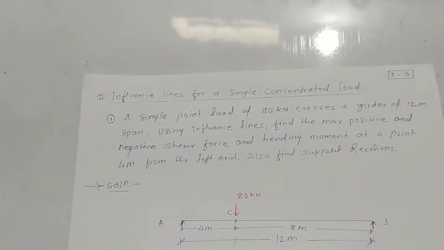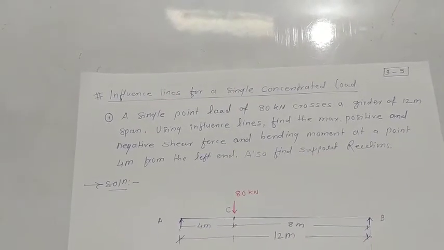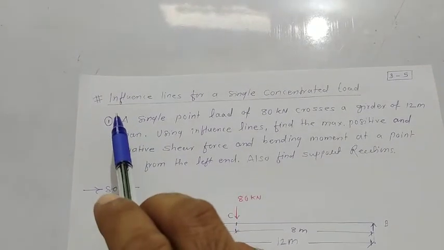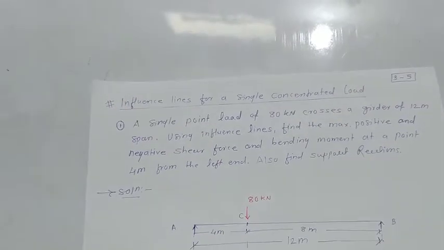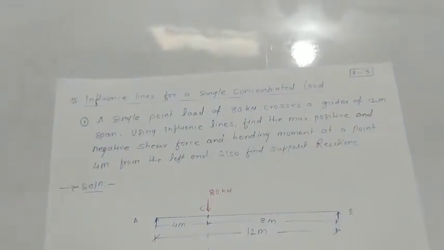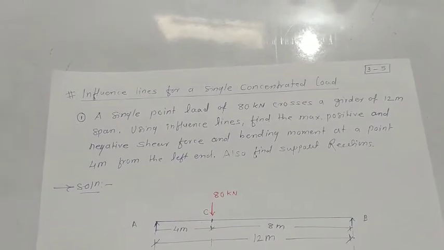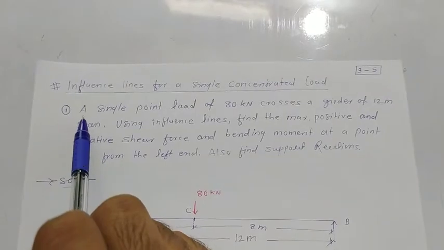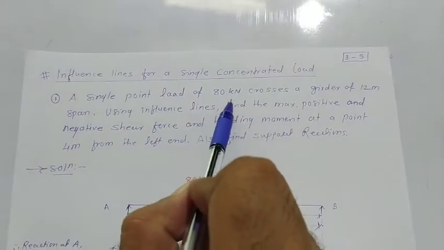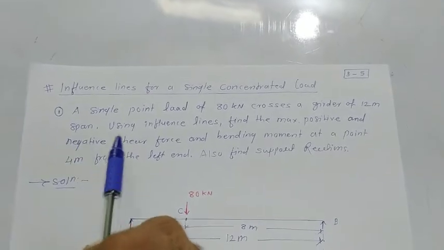Now the first problem of ILD. I am taking the first problem based on influence line for a single concentrated load. The beam is subjected to only one concentrated moving load which crosses the girder from left to right. So what is the problem? A single point load of 80 kilonewton crosses a girder of 12 meter span.